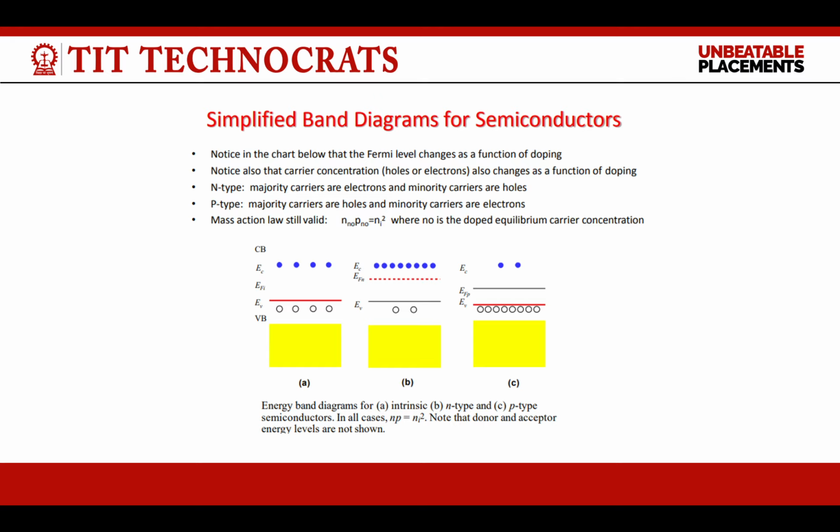Now the simplified band diagram of semiconductor. The first one is intrinsic, the second one is n-type, and the third one is p-type semiconductor. With the help of this we can understand what we previously defined as the mass action law, that is n times p is equal to ni square, where donor and acceptor energy levels are shown.